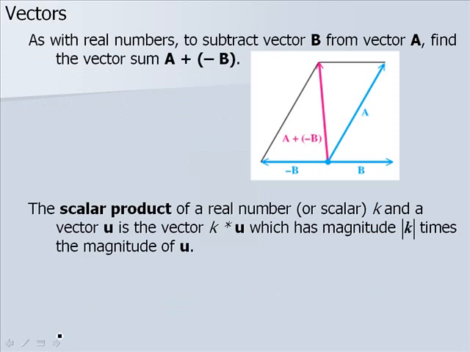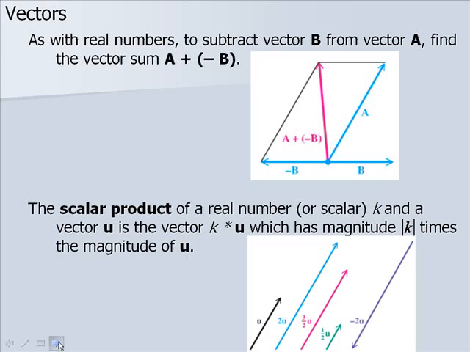The scalar product of a real number or scalar k and a vector u is the vector k times u, which has a magnitude absolute value of k times the magnitude of u. So here we see u. When we multiply it by 2, it simply doubles. When we multiply it by 3/2, we have 1.5 times our vector. Times 1/2, it cuts in half. And times -2, it's doubled and in the opposite direction.